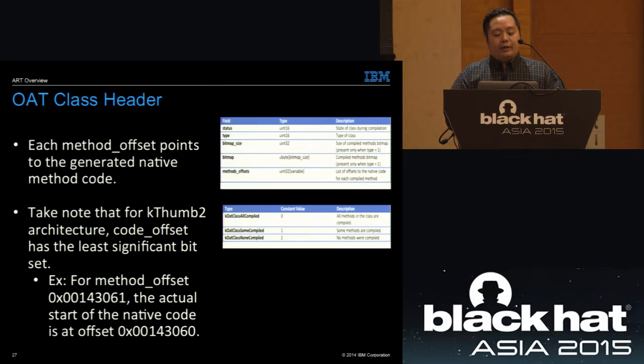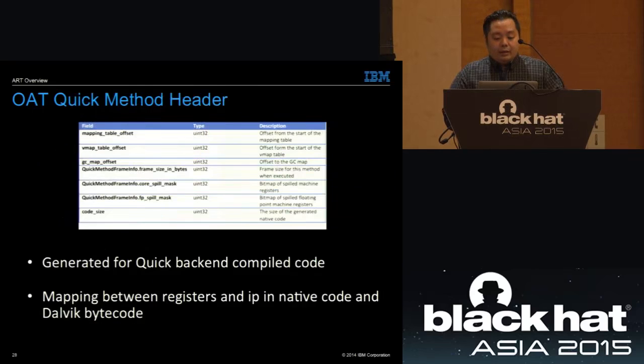But take note that for a Thumb architecture, if the instruction set field in the oat header is equal to kThumb2, the code offset will have the least significant bit set. So for example, for method offset 0x143061, the actual start of the native code is at offset 0x143060. So now we know how to locate the methods.